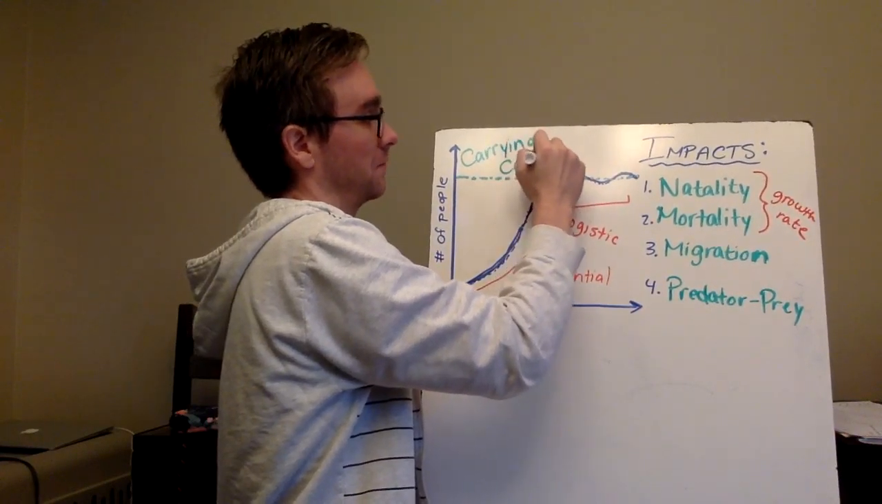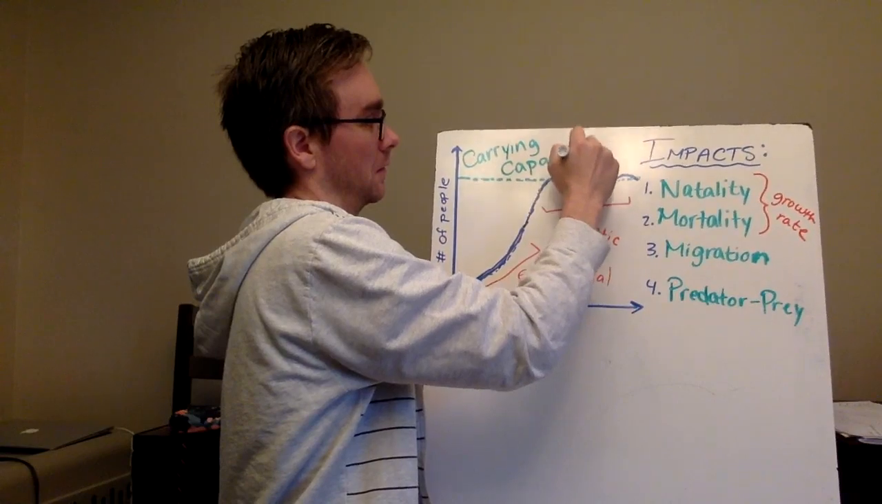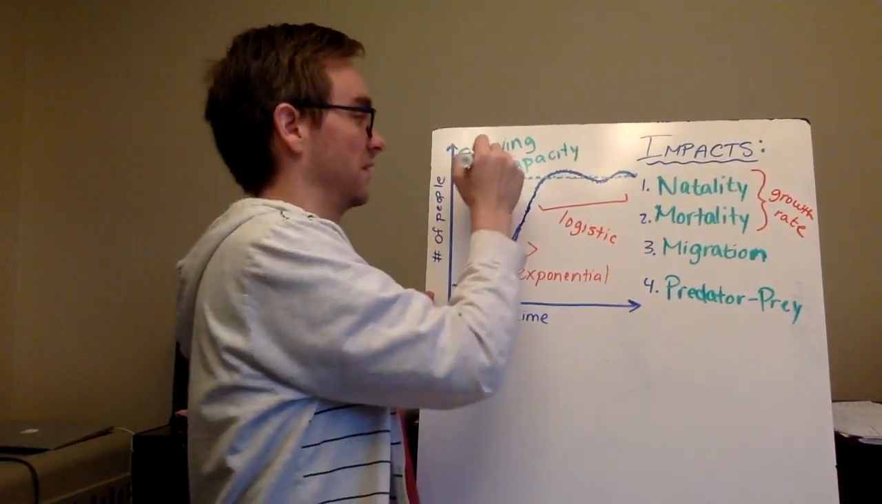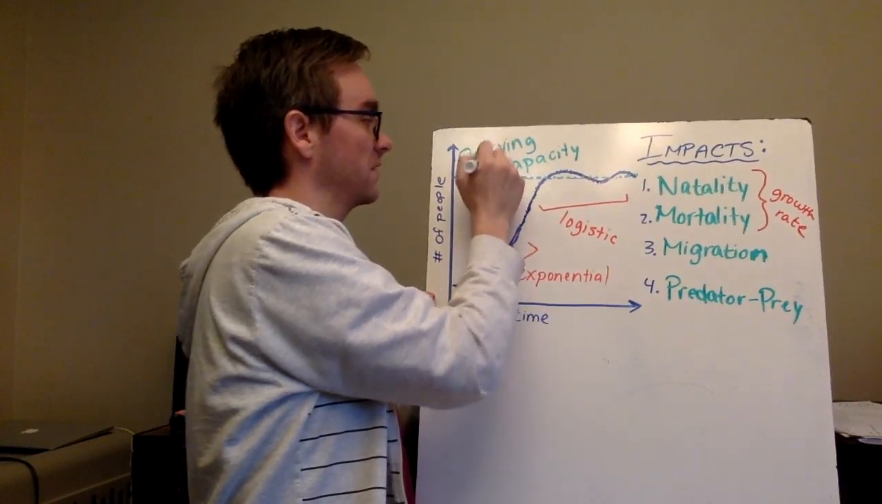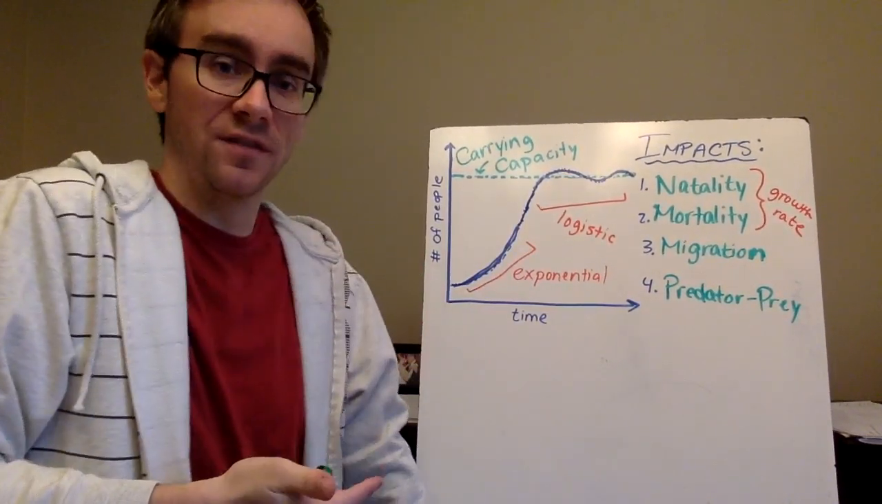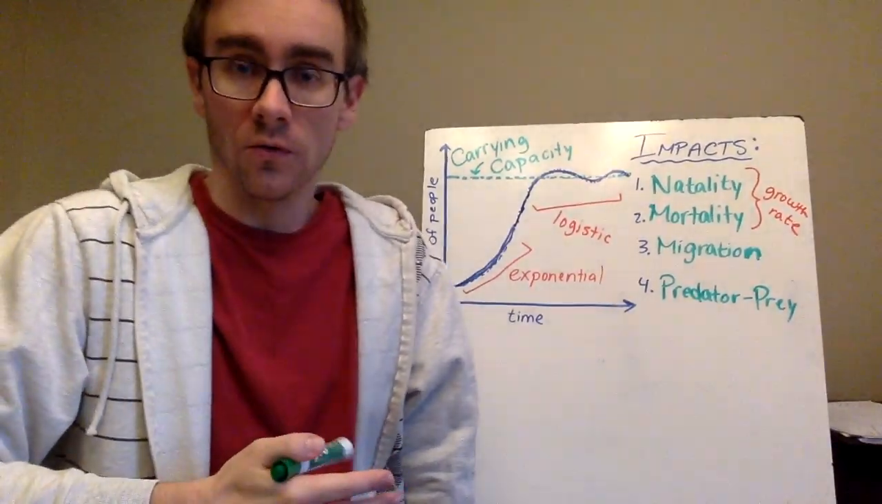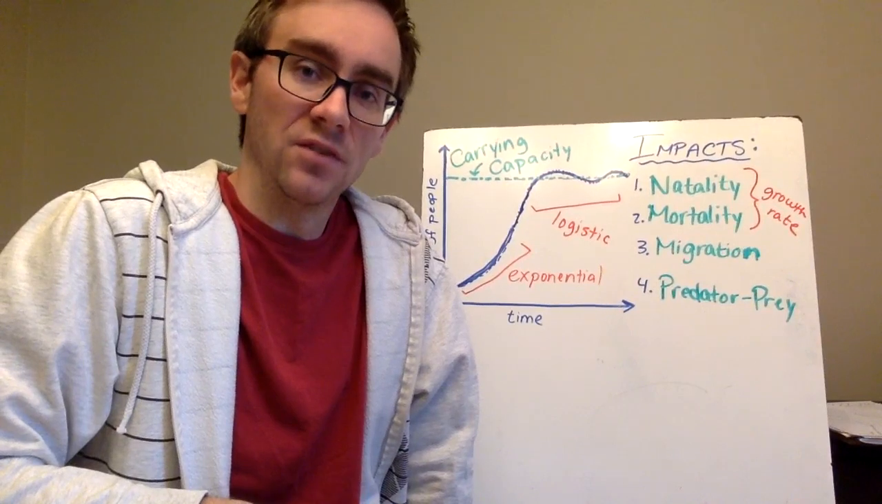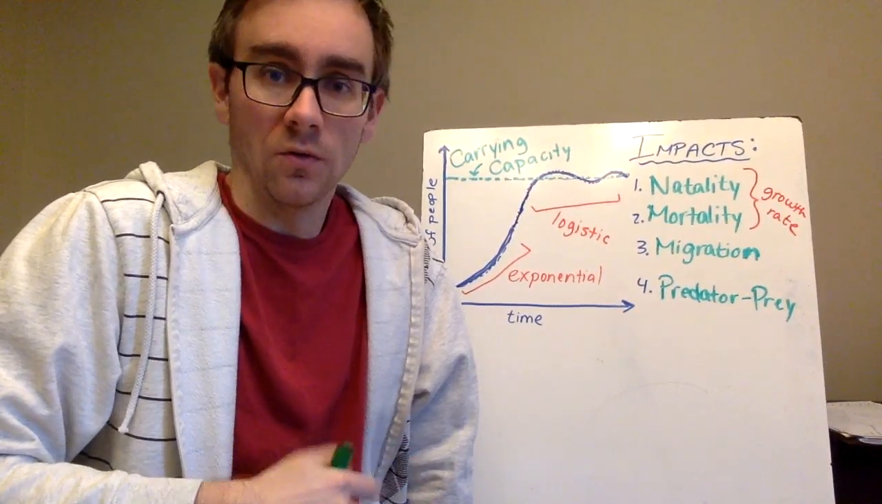And this is a big one. This is a big one: carrying capacity. This is basically the limit, or the maximum number of individuals an environment can hold for a species. Again, the maximum number of individuals an environment can hold for a species.